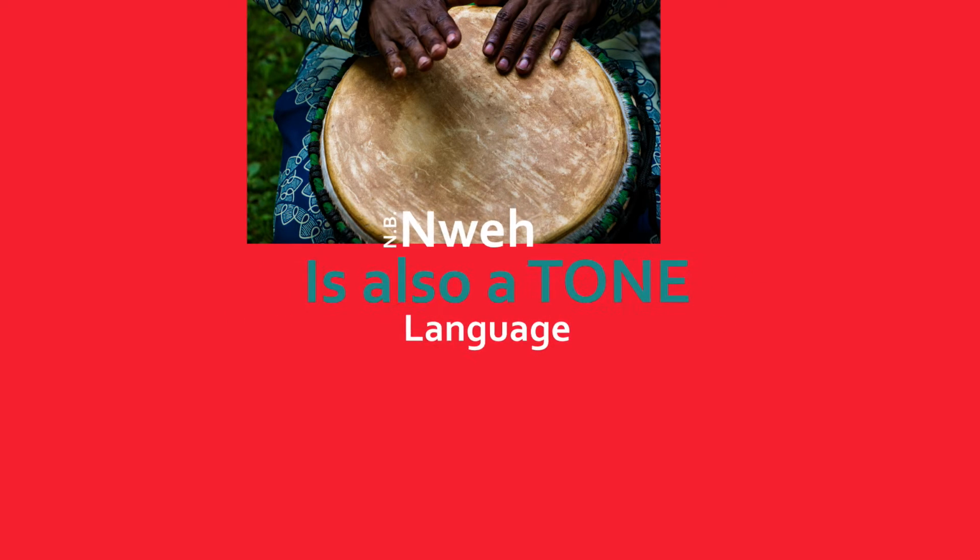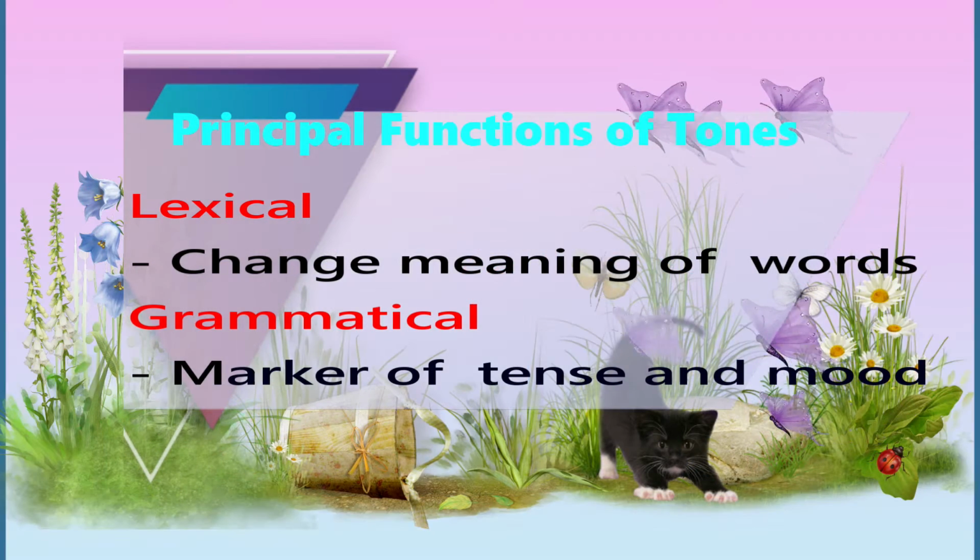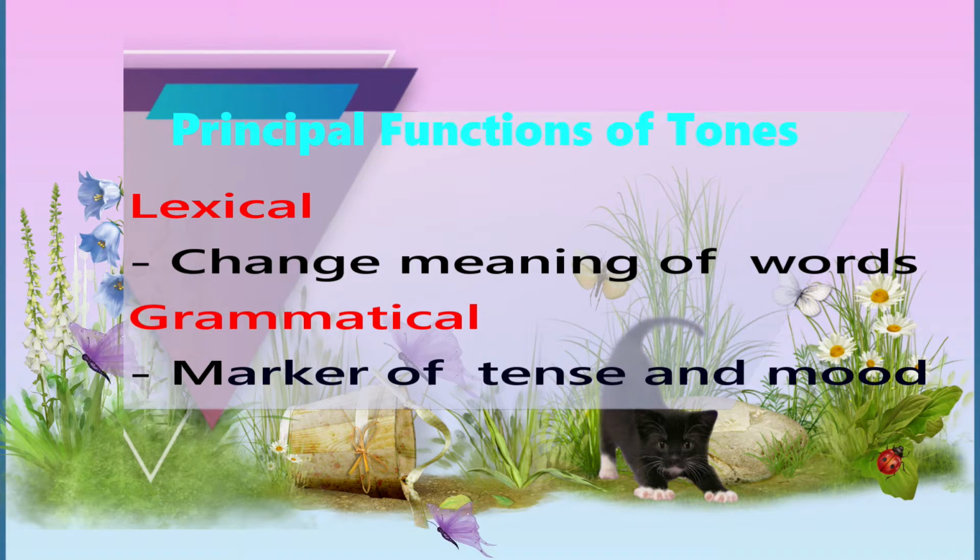Now, in addition to the vowels and the consonants, Nweh language, like many African languages, depends heavily on the use of tones. So we shall also be taking tones into consideration. I will not take you so much into what tones are, because that's a whole lesson of its own. But what we have to understand is that tones are the changes you make in your voice when you speak. And the changes you make in your voice when you speak can affect the meaning of a word, as well as it can affect the meaning of a sentence or the tense of that sentence.